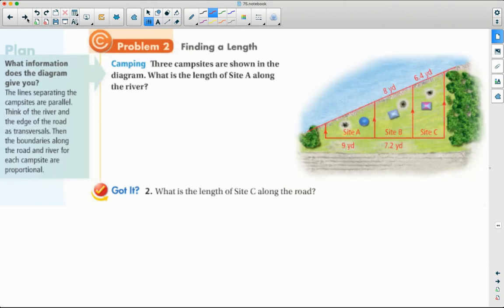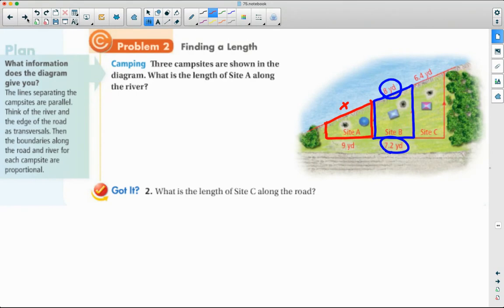All right, find the length. 3 campsites are shown in the diagram. What is the length of site A along the river? So I want to figure out the length of site A, which is right here. That's what we want to figure out. Okay? So I'm going to look at one of the sites here that I know both measurements. And this site right here, I know 7.2 and 8. Right? So I'm going to use those to set up a proportion to help me solve for the missing one in that site right there, the missing side.